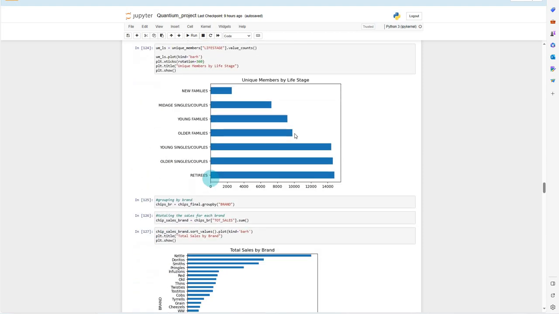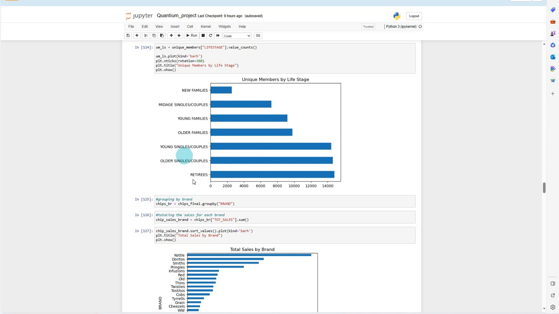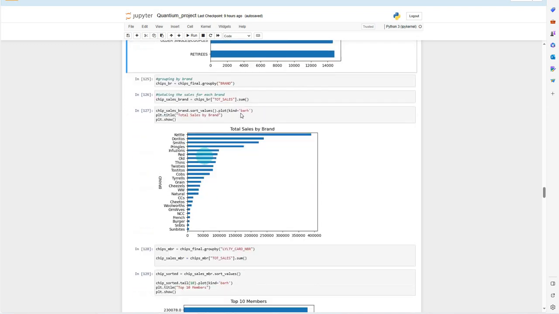And then unique members by life stage. As we can see here, retirees were the highest, then old single, then young single and couple, then older families, young families, mid-age, and new families is the smallest. So this is their customer segment, their customers for this supermarket or wholesale club. So as we can see, it skews mostly to the older population, even though the young single is pretty large. If you combine the old single and the retiree and the older family, most of their customer base is an older customer base for potato chip sales.